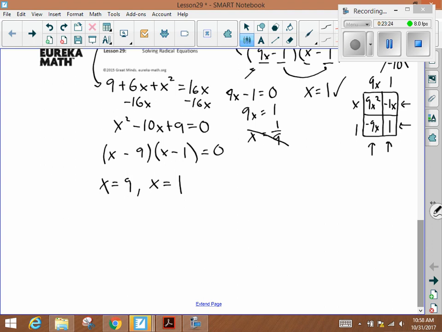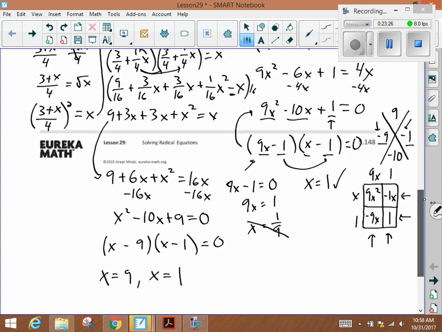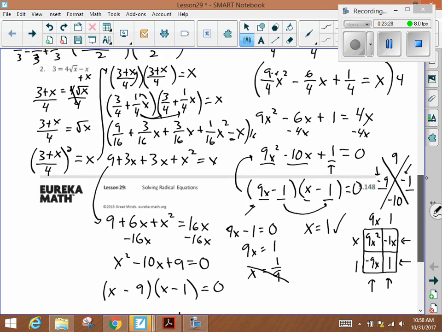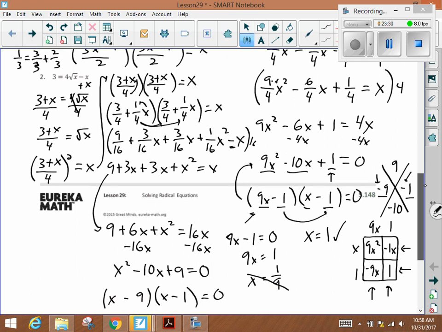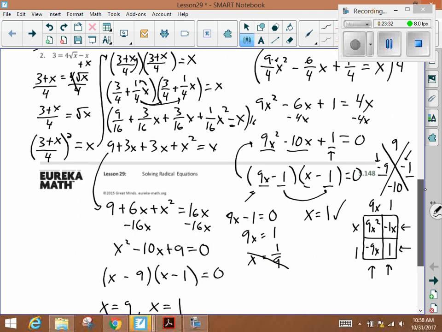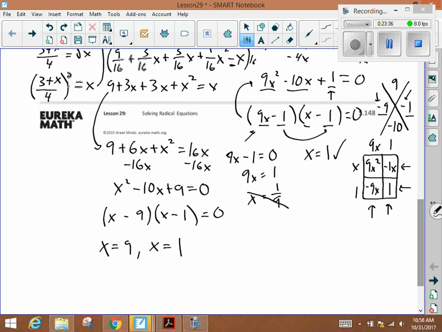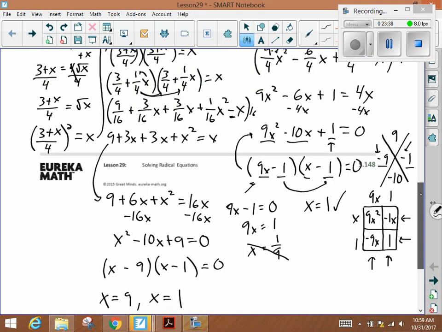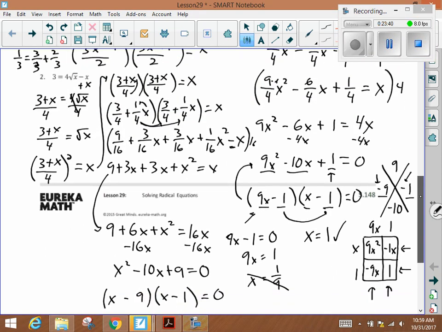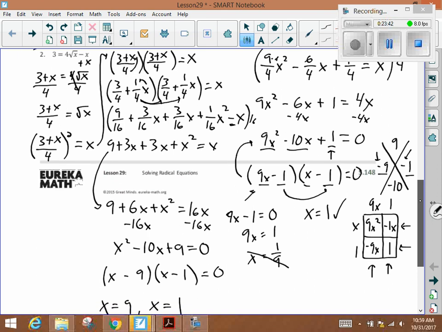But again, we need to check them. Oh my gosh, it's way up there. All right. 3 equals 4 root x minus 1. All right. So 3 equals 4 root x minus x.